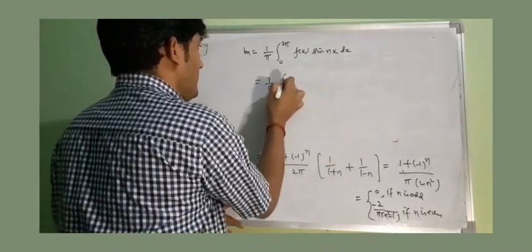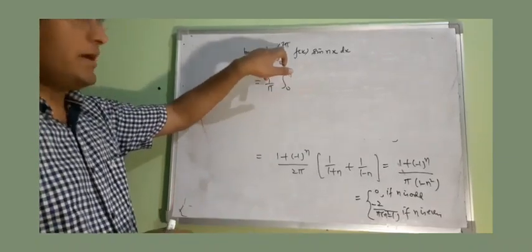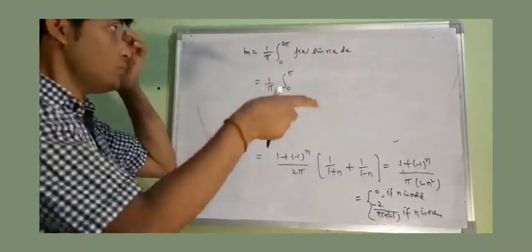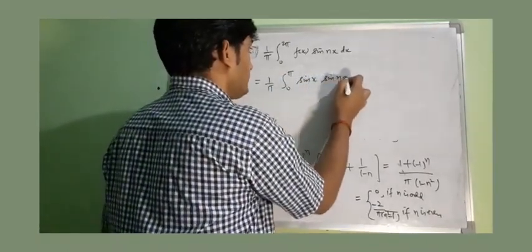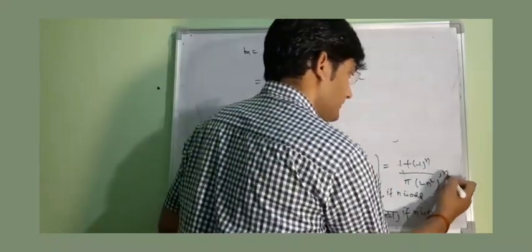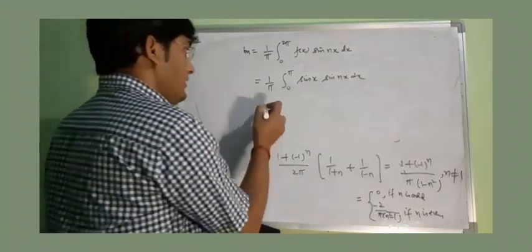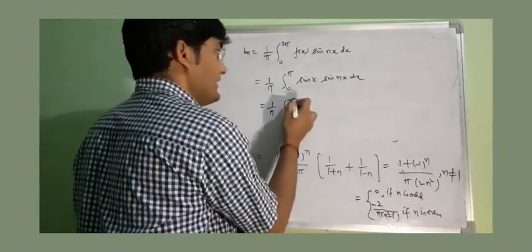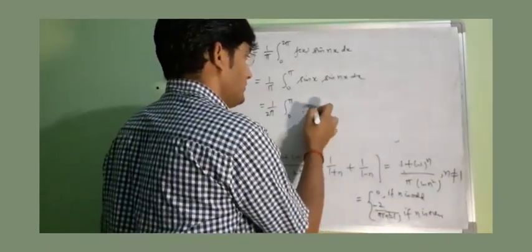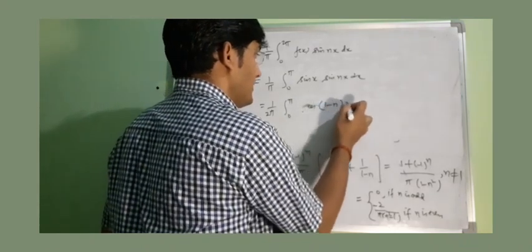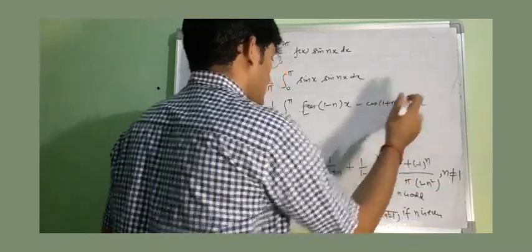So this will be your 1 by pi 0 to pi, because we have two values of fx, one from 0 to pi and other from pi to 2 pi. In case of pi to 2 pi, the value of the function was 0. So we are solving it for this case. Please note that here n is not equal to 1. Now again we have a formula for sin C sin D, and that will be 1 by 2 cos C minus D, that means cos 1 minus n x, and minus cos 1 plus n x dx.